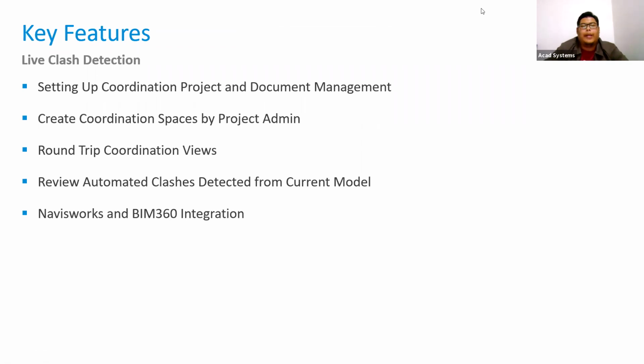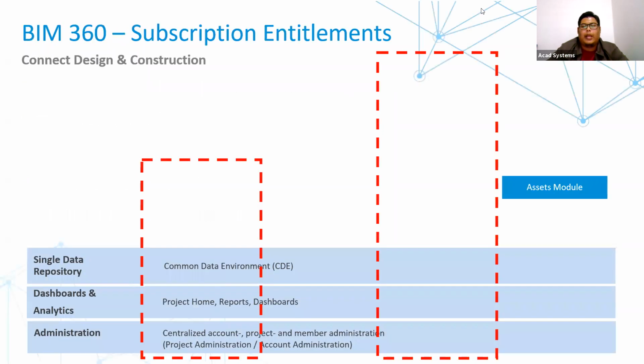you can also integrate Navisworks with the BIM 360 features. As the provider, Autodesk provides these two platforms to be integrated, so that people who want to do more with coordination can go further in Navisworks. But if you want the basic features of clashes and round trip coordination, you can have it done in BIM 360.